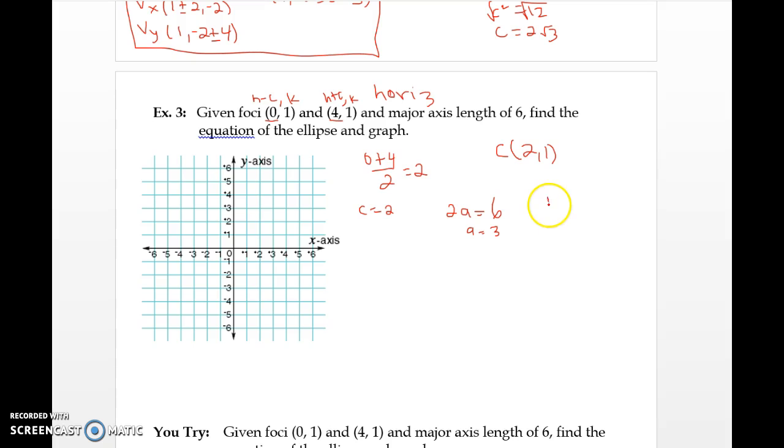So we need to find out what b equals. We can use our equation: c squared equals a squared minus b squared. I know c, so c squared is 4. I know a is 3, so 3 squared is 9, minus b squared. If I subtract that 9, I get negative 5 equals negative b squared. Get rid of those negatives, so 5 equals b squared. So b equals the square root of 5.